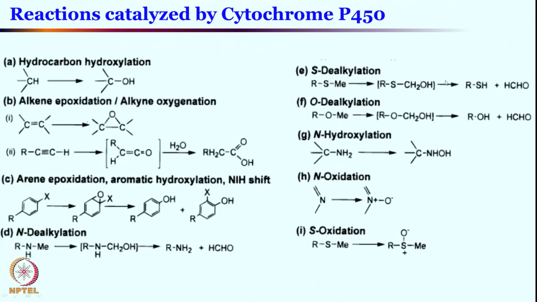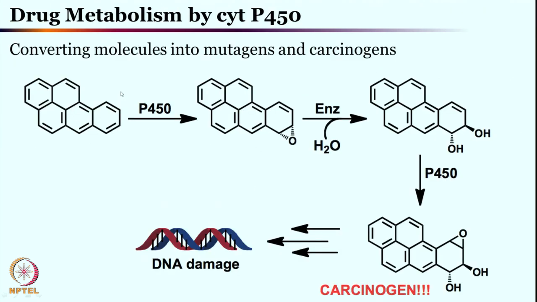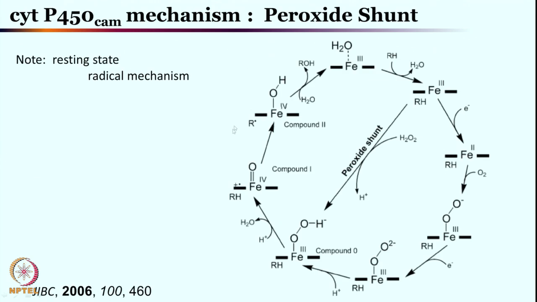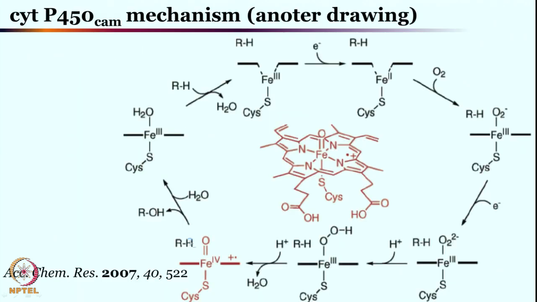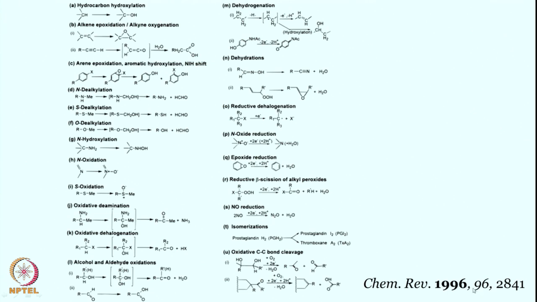Let us look at some different types of reactions that we have discussed in the last class. If you are taking an organic substrate such as an aliphatic substrate, it can be reduced. This is from a review article, Chem Review 1996, that is the article.